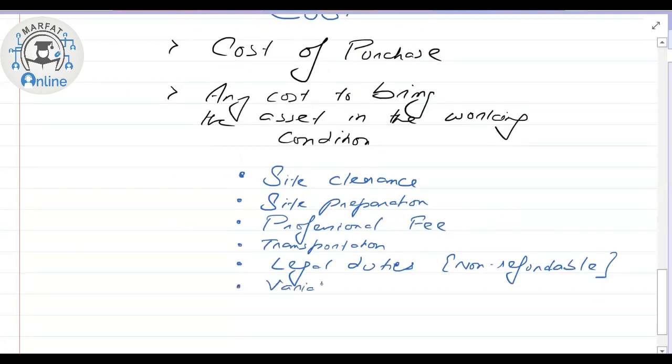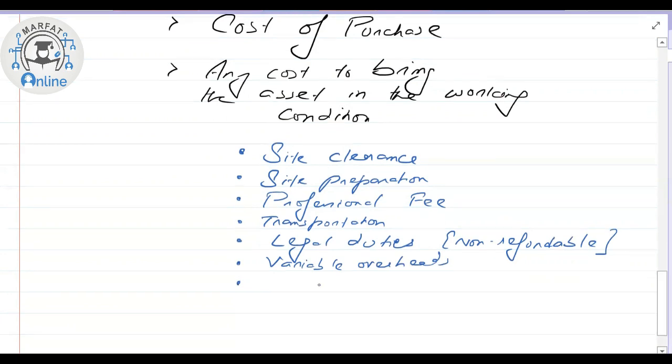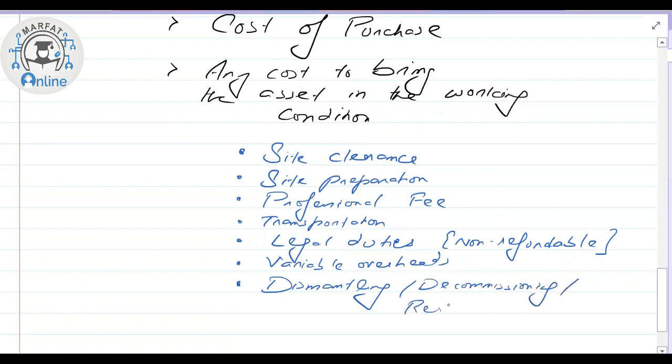Variable overheads, which are related to the production overheads. Similarly, you have dismantling, or it is also known as decommissioning. It is also known as restoration cost.